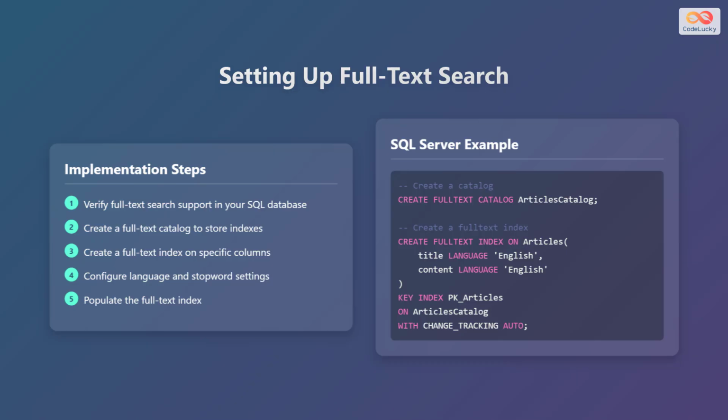Here is an example of how to do this in Structured Query Language Server. First, create a catalog named ArticlesCatalog. Then, create a full-text index on the Articles table, including the title and content columns, specifying English as the language. Link this index to the pk_articles key index, store it in the ArticlesCatalog, and enable automatic change tracking.